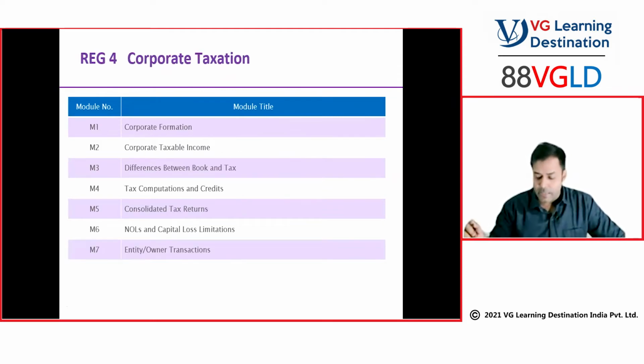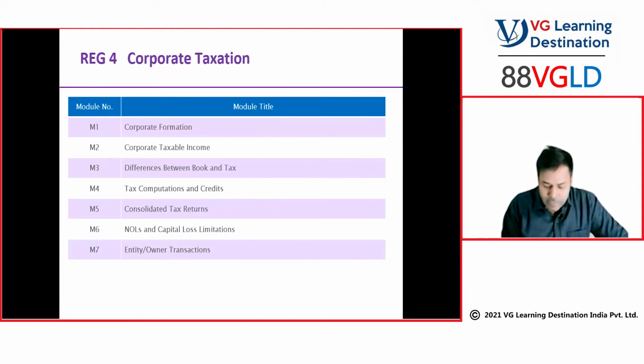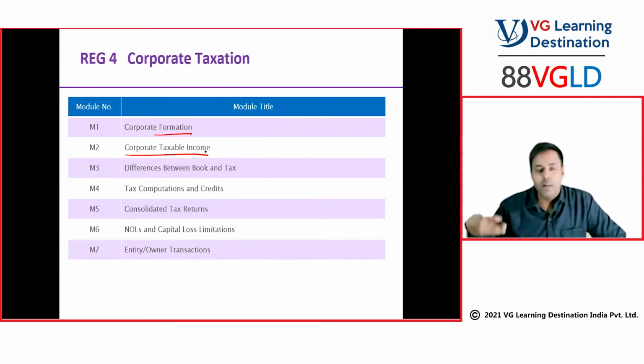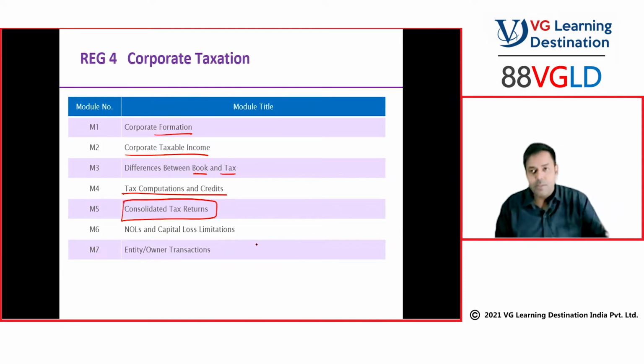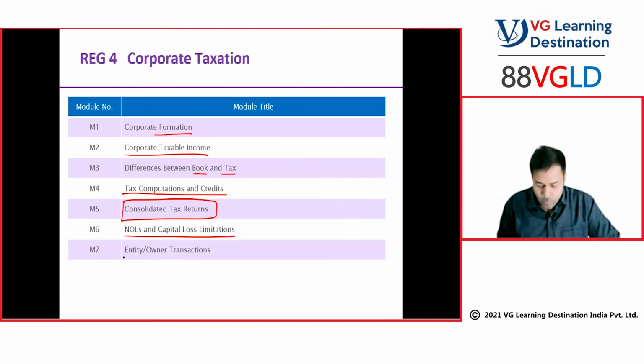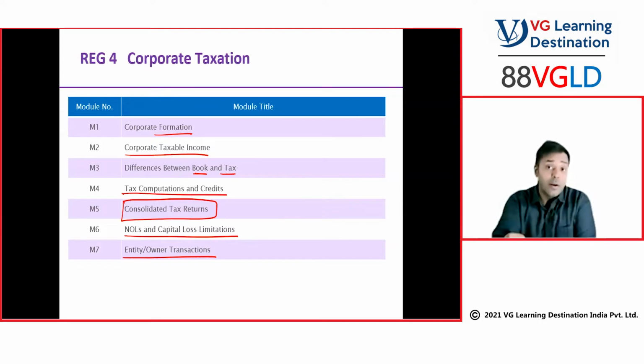Corporate taxation: we have two modules for corporate taxation here. When you are forming a corporation, what are the tax implications? When you calculate the taxable income, what additions and deletions do you make? What is the difference between book income and taxable income? How do you compute the tax? Consolidated tax return means you are filing along with your subsidiary associates. What are the loss limitations? What are the transactions if you are the owner of a partnership firm, or the owner of an S corporation? All of it we will do.